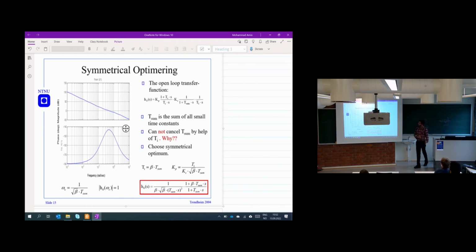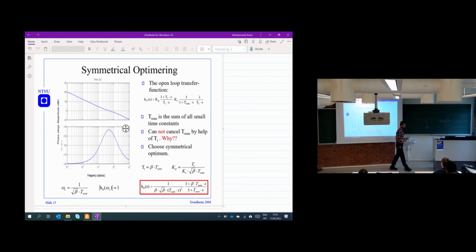So I will simply present the symmetrical optimum. What I was saying in the modulus optimum, we had 1 plus T1s. In some conditions, you will see that it's only an integrator, not 1 plus T1s. So now what do you see? As in the modulus optimum, what about if we cancel this 1 plus T sum with 1 plus Ti sum? If you cancel these two parts, then what will happen?